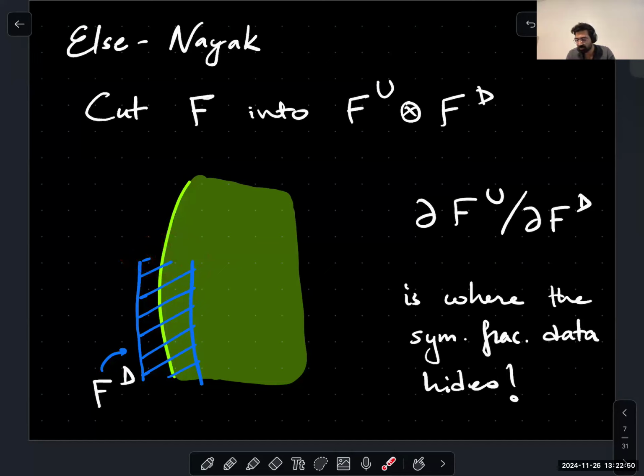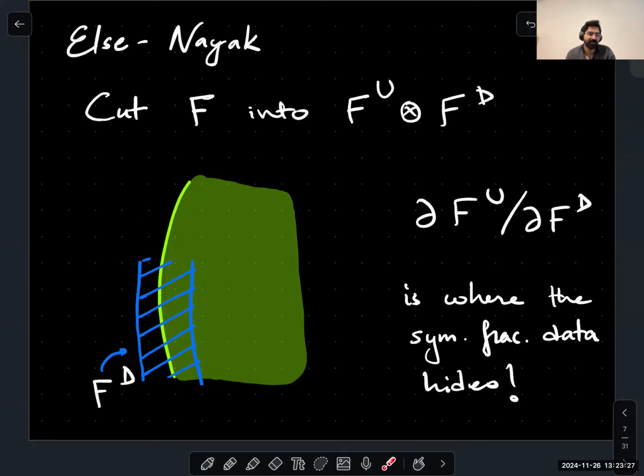But in 2+1 dimensions, in all examples that I could find, it's always possible to cut this correction operation into a tensor product between the upper and the lower halves. Good, right? And so the conclusion of that paper was that, in some dressing, you look at this cut part of the dressing action, and that is exactly where the symmetry fractionalization data lies.